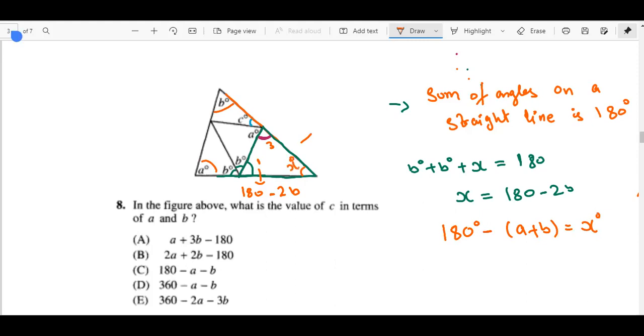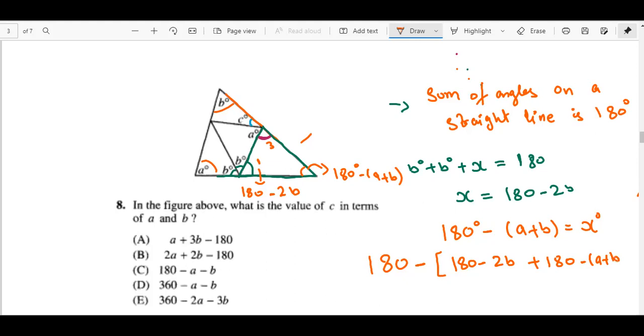This X degrees, right? So this angle basically is 180 minus (A plus B). Okay, perfect. So finally, we have our two angles which we were interested in finding. And now we can find the pink angle, okay? For finding the pink angle, I only have to again use the property that sum of angles in a triangle is 180. So 180 minus (180 minus 2B) plus (180 minus (A plus B)).